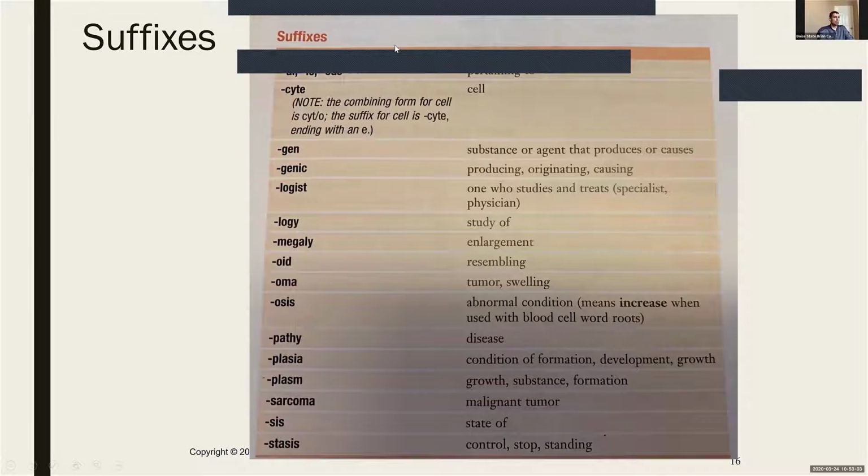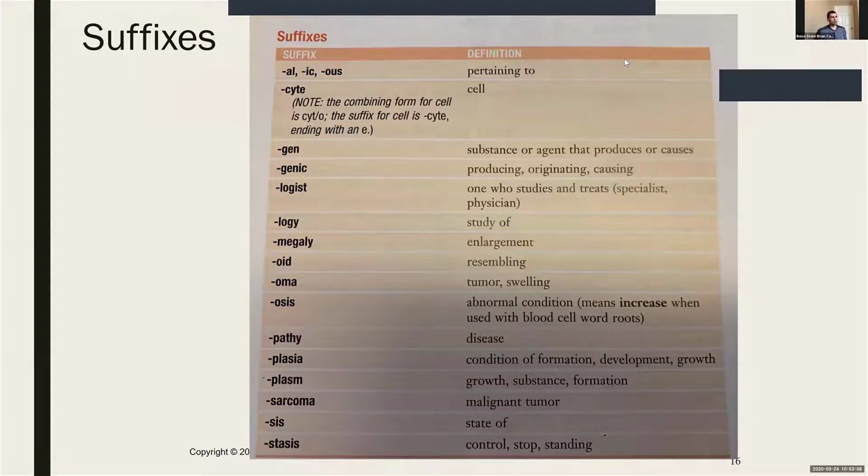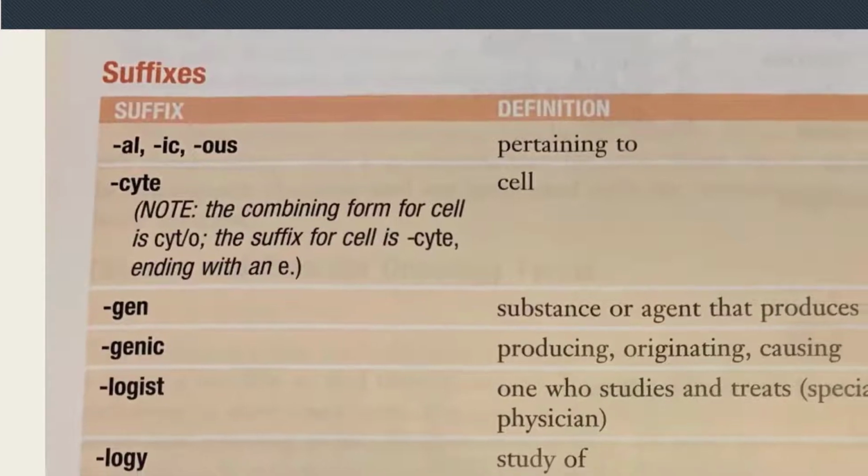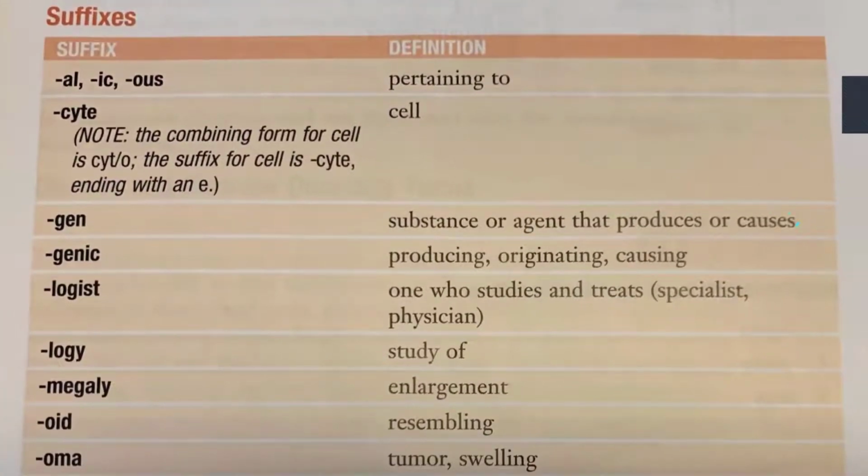And then suffixes, of course, we've got lots of suffixes as well. We looked at ic and os last week as far as pertaining to. We just mentioned cyte, that pertains to the cell. Genic, similar to genesis that we just talked about, producing or causing or originating, all of those.